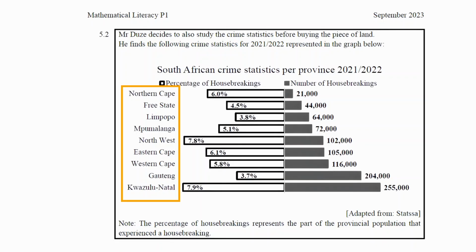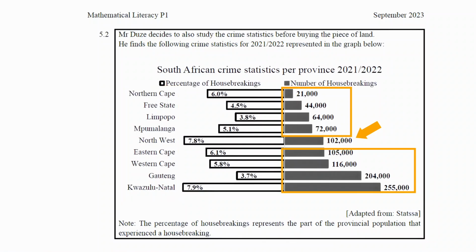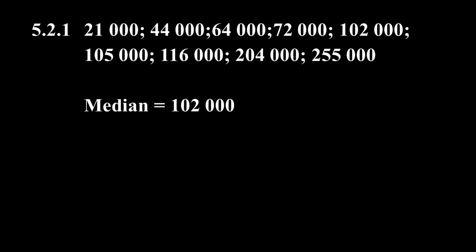Now, the median is a measure of central tendency. It is the value that divides the dataset into two equal groups of values. We know that there are 9 provinces in South Africa, so the fifth value in the dataset will be the median. This is because the fifth value divides the dataset into two groups of 4 values. The median for the number of house break-ins will then be 102,000.